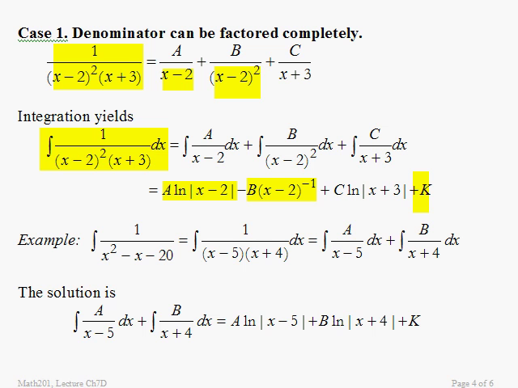Here's another example. Trying to integrate 1 over x squared minus x minus 20. You can factor the denominator into x minus 5 times x plus 4. Partial fraction decomposition gives you A over x minus 5 plus B over x plus 4. Both of these integrate to natural logs. Finding A and B is just an algebra problem. I'm not going to say too much about this here.